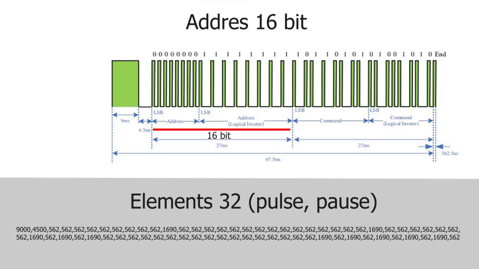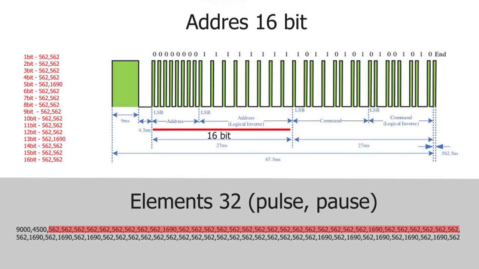What about bits? How do we have 16 bits in the address, but 32 elements? Let me show you how it works. If we sort these elements by bits, you'll get a picture from the raw code. Each bit consists of 2 elements. So, we have 2 representations, bit level and element level. Bit level refers to logical zeros and ones. And element level refers to the sequence of pulses and pauses. I hope you now have a better understanding of the 32-bit NEC protocol.